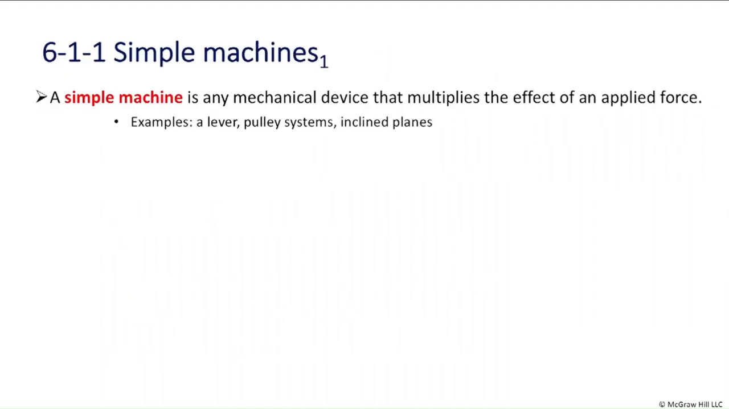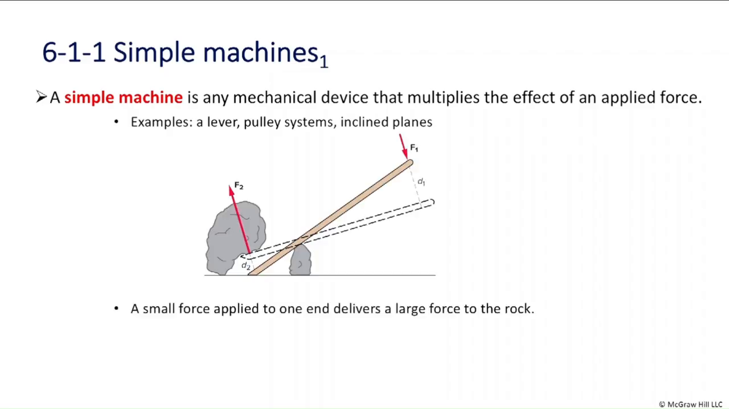Alright, now let's talk about simple machines. A simple machine is any mechanical device that multiplies the effect of a force. Examples include levers, pulley systems and inclined planes. Now take this lever as an example. If you apply a small force at one end, this end, a larger force can act on a heavy object like a rock at the end. So that's what we mean by multiplying the force. It makes the work easier for us.